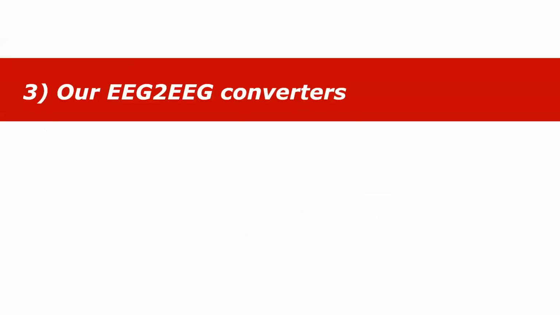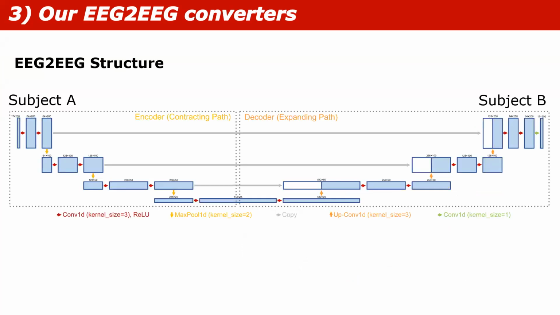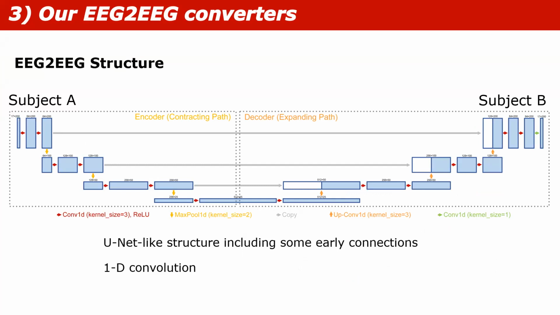So we built our EEG2EEG converters. For our EEG2EEG converter, the input is the neural signal of subject A, and the output is the neural signal of subject B. You can see the structure of EEG2EEG is very similar to UNet. It has a UNet-like structure, including some skip connections across convolutional layers. But here we just use 1D convolution because we don't have a very strong assumption about the relationship between different channels.